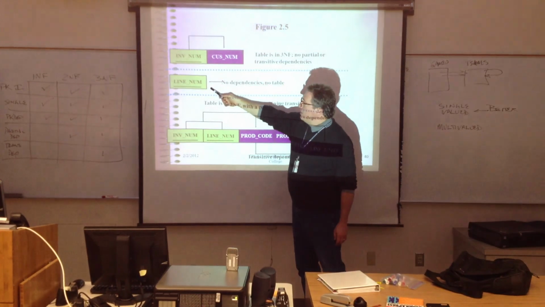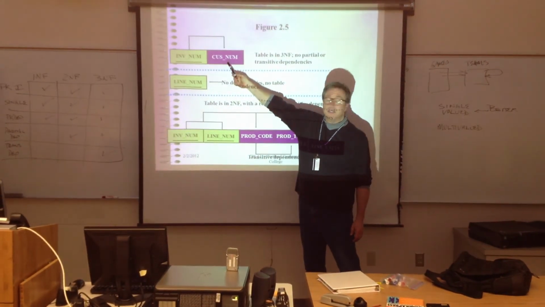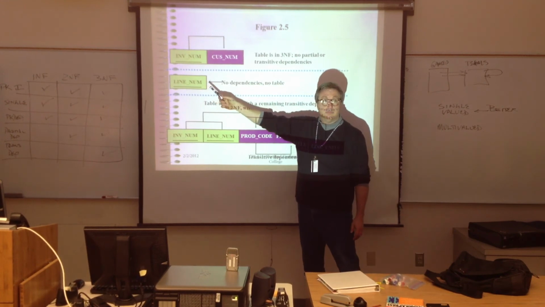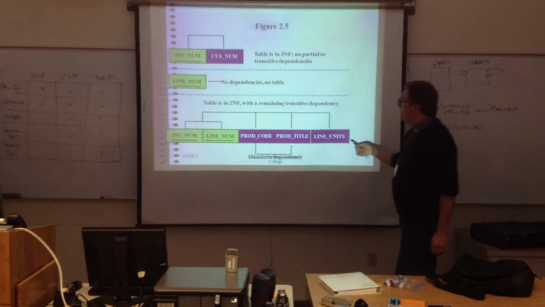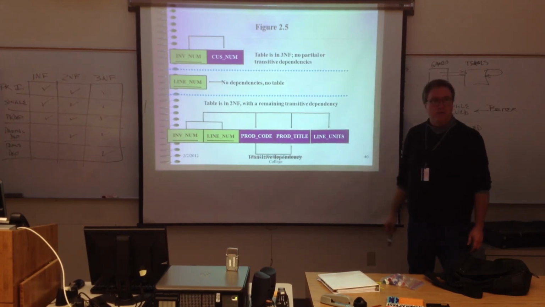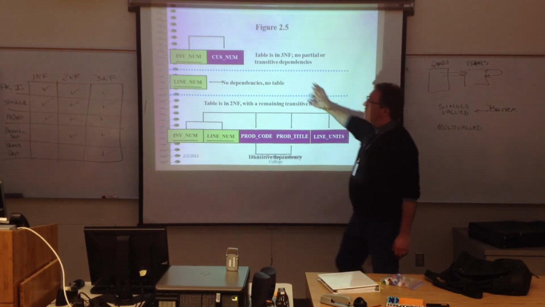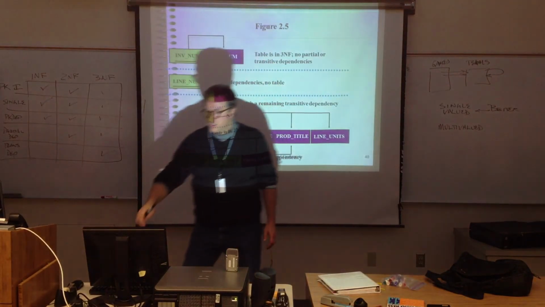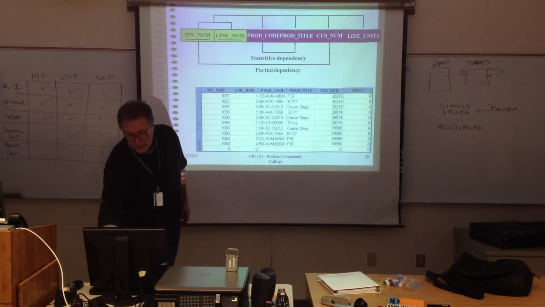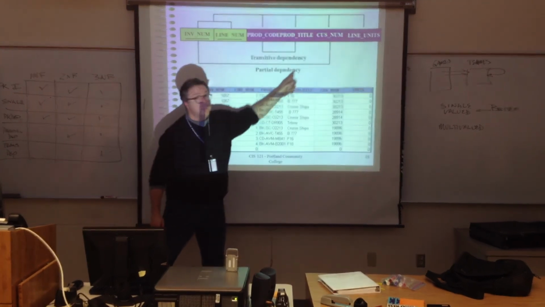I don't need the line number in that table because nothing in this table depends on the line number. And I've pulled my customer number out of my line number table. I've taken it out of here and I put it up here. So the old one looks like this, where I had this partial dependency.